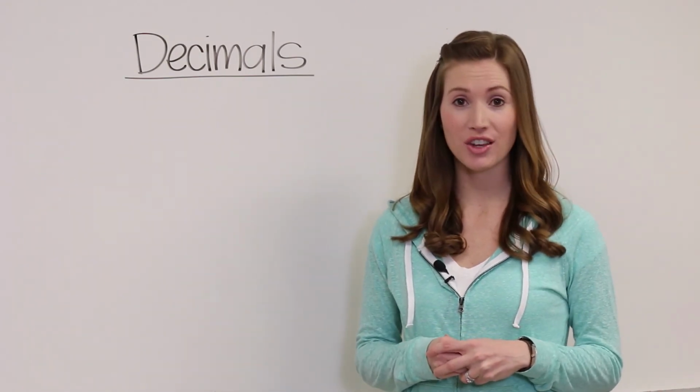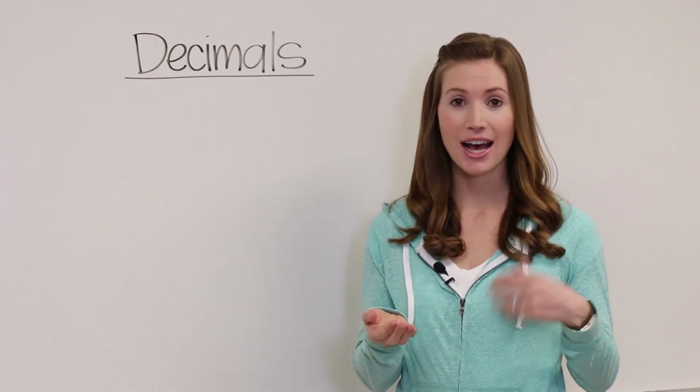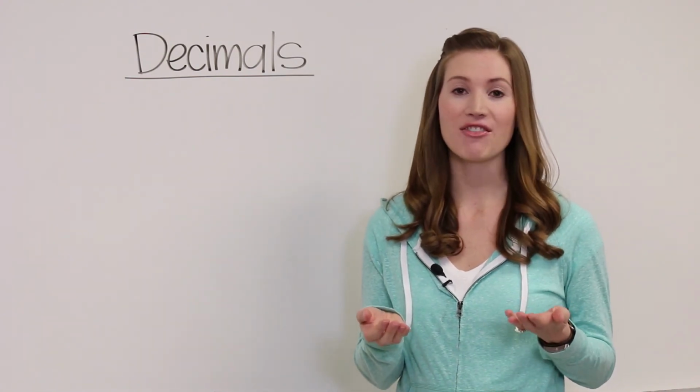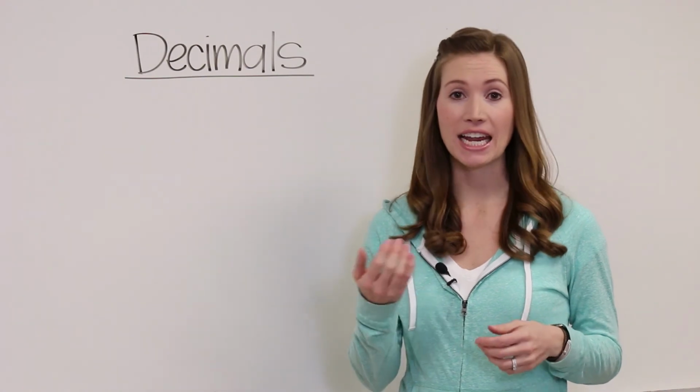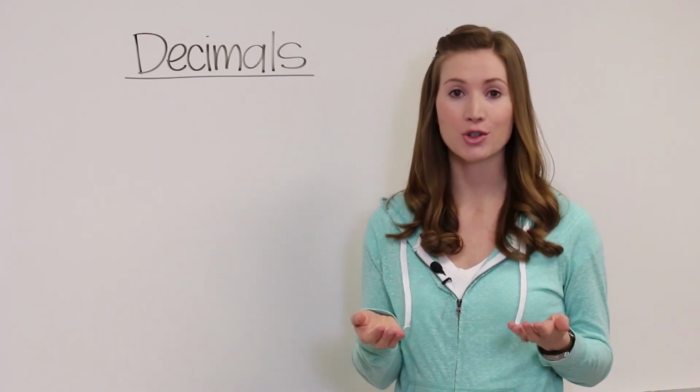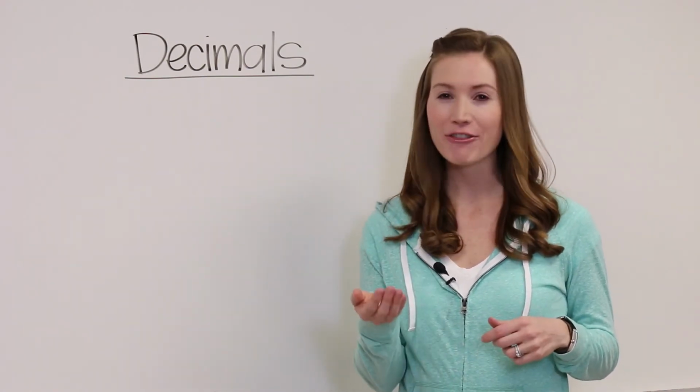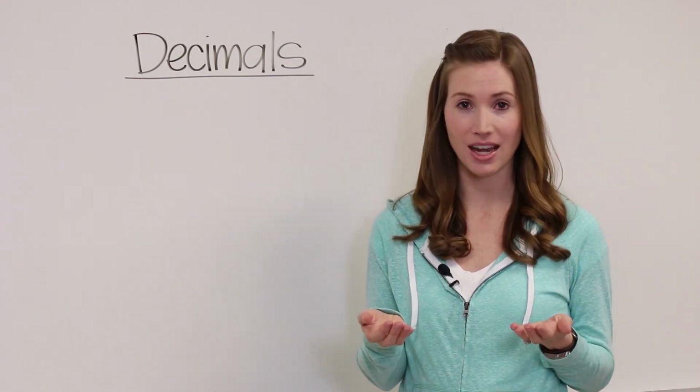Today we're going to be talking about decimals, and we're going to be looking at how to divide decimals. Now, just to review, a decimal is a part of a whole. Take 85 hundredths for example. 85 is the part, and 100 is the whole. We have 85 out of 100 of something.